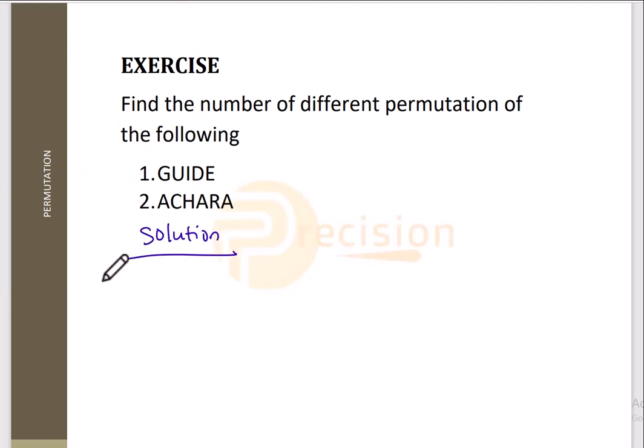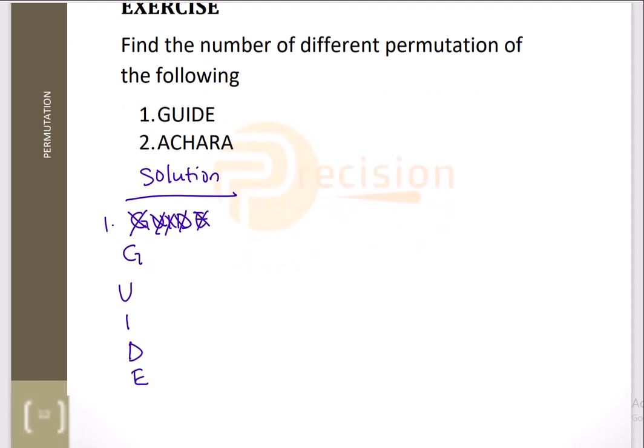So, guide. The first one says guide. Now one thing to check for is the number of repetitions. I use a simple format to make things clear for myself. I have letter G, so I've taken G out. I have letter U, I've taken U out. I have letter I, I've taken I out. I have letter D, I've taken D out, and I have letter E. You can do this in your rough book or anywhere. You don't need to do this in your notes. I'm doing this because I want to give you a comprehensive explanation.